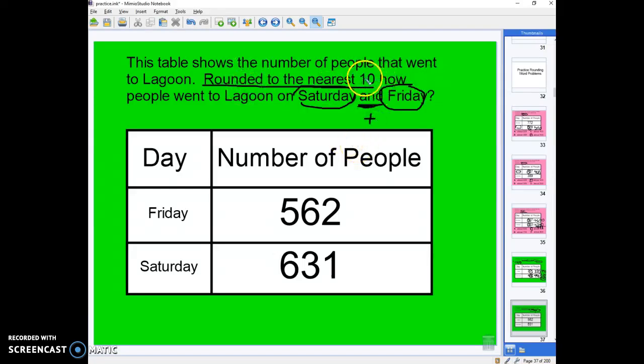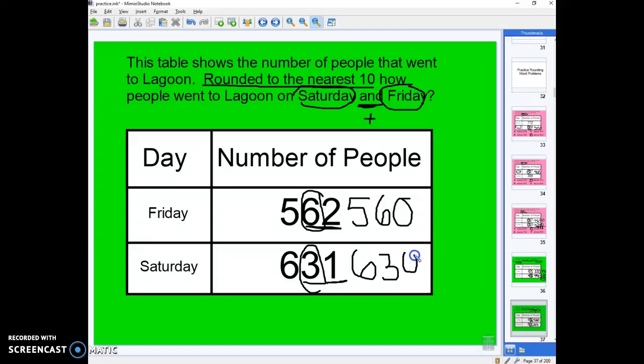So first step, round each of these numbers to the nearest 10. So I've got 6 in the 10 spot and 2 in the 1 spot. I'm not going to throw away 500 people. And 62 rounded to the nearest 10 would just be 60. Same thing here. I've got 6 in my 100 spot. 31 rounded to the nearest 10 would be 30. How many people went to Lagoon on Saturday and Friday? I know that means I'm going to add. I checked off my round to the nearest 10 because I just rounded.